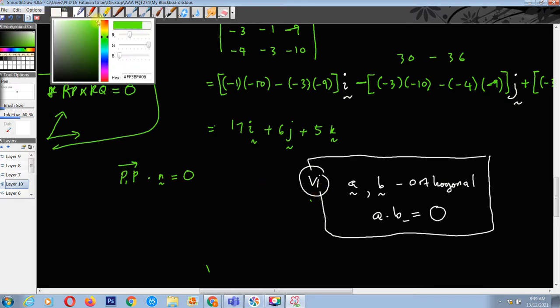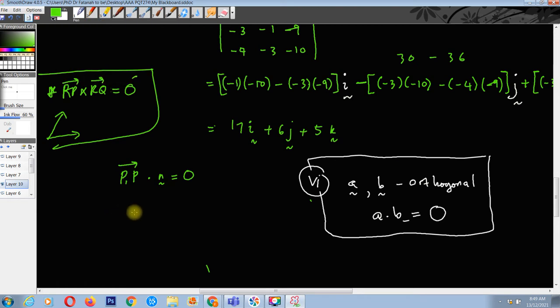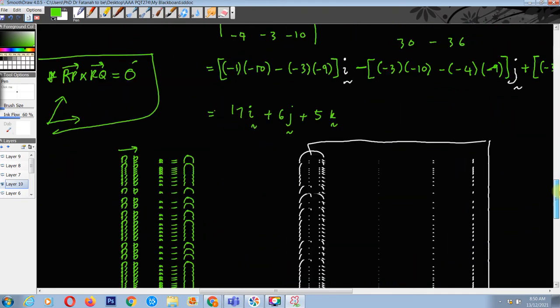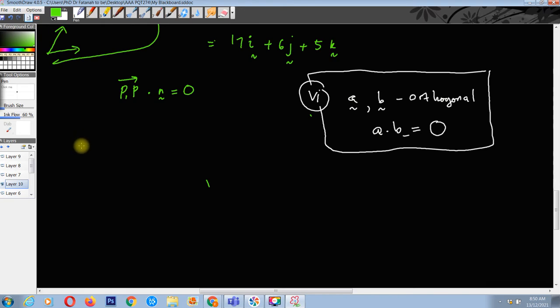So we have A, B is N, A is this point. So we take one point, it can be any point. Maybe P, you take R, R is 4, 1, 6.